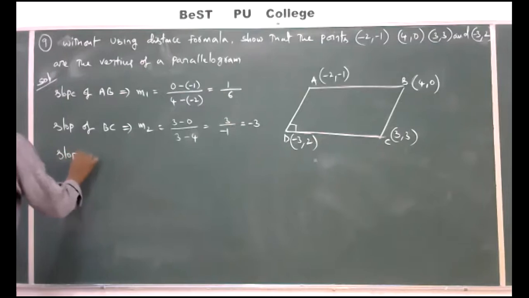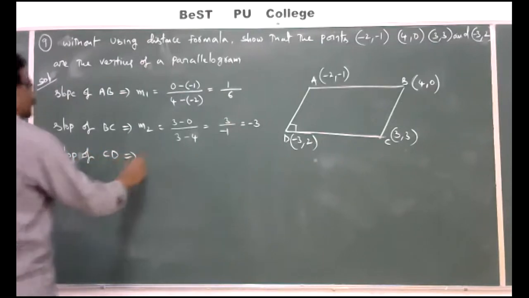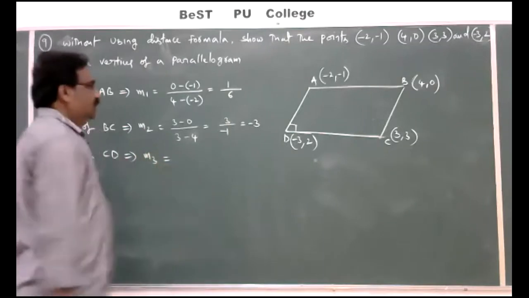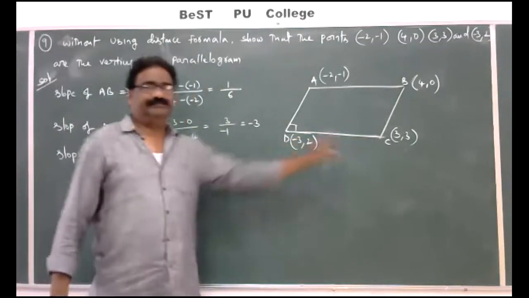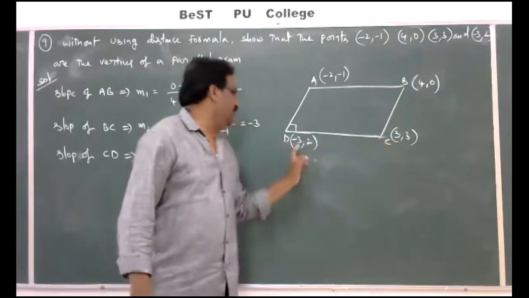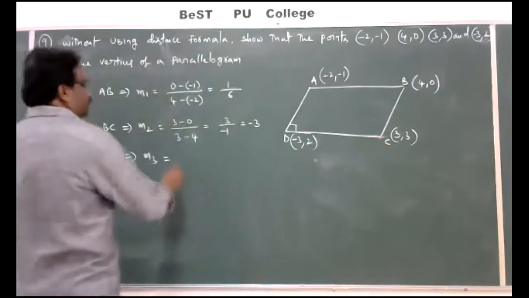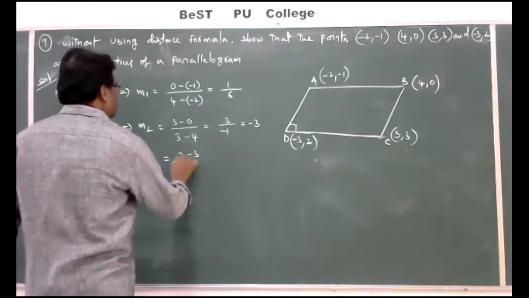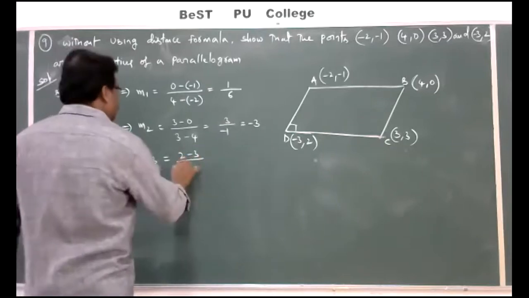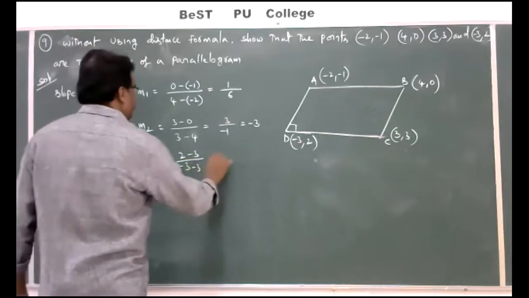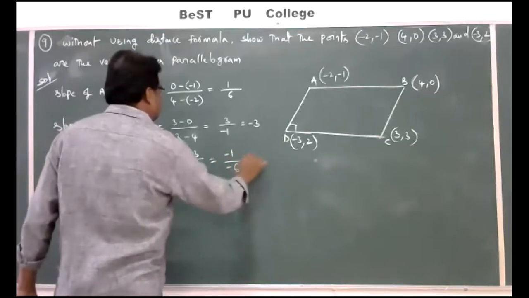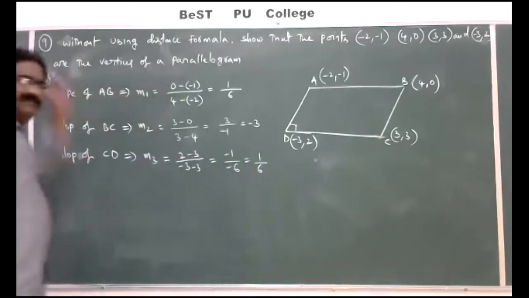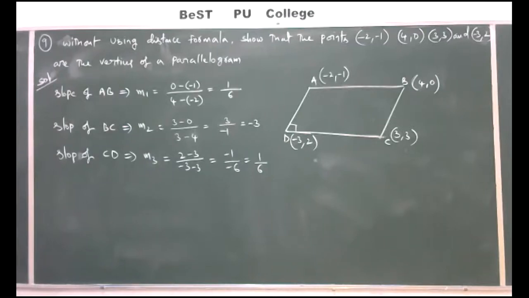Next, slope of CD, that is M3. X1 Y1 and X2 Y2, that is Y2 minus Y1, 2 minus 3 by X2 minus X1, minus 3 minus 3, that is minus 1 by minus 6, that is 1 by 6. Apply the formula Y2 minus Y1 by X2 minus X1.